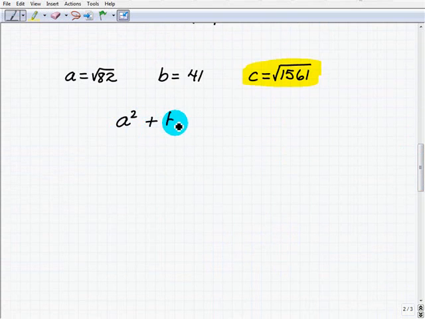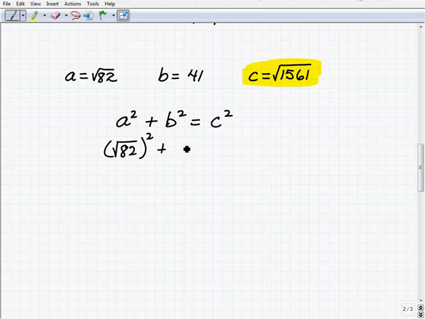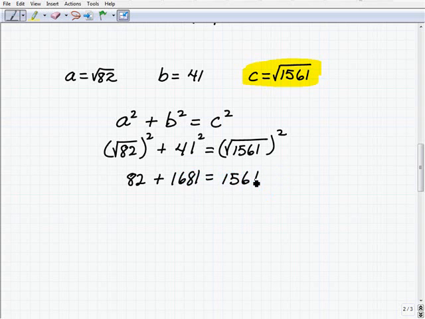A squared plus b squared equals c squared. So I have the square root of 82 squared plus 41 squared, and is that equal to 1561 squared? Okay, so we have 82 plus 41 squared is 1681, and is that equal to 1561? Okay, well clearly it's not, because when you add these two up, it's going to be much longer than this side here.